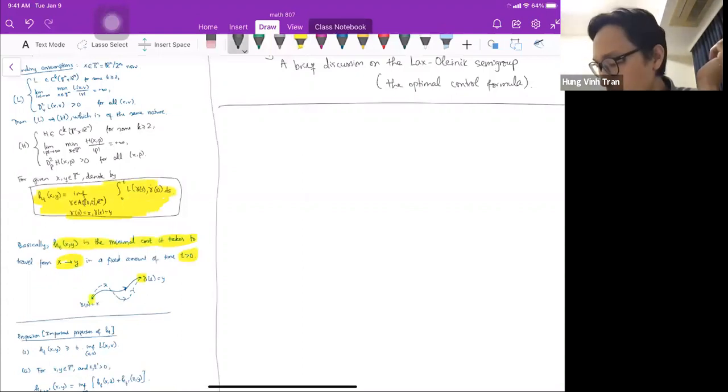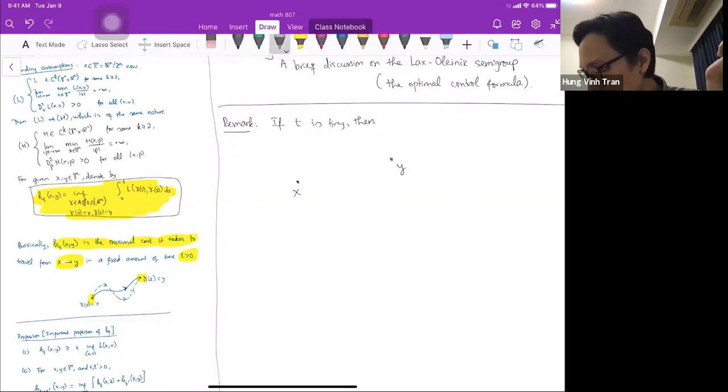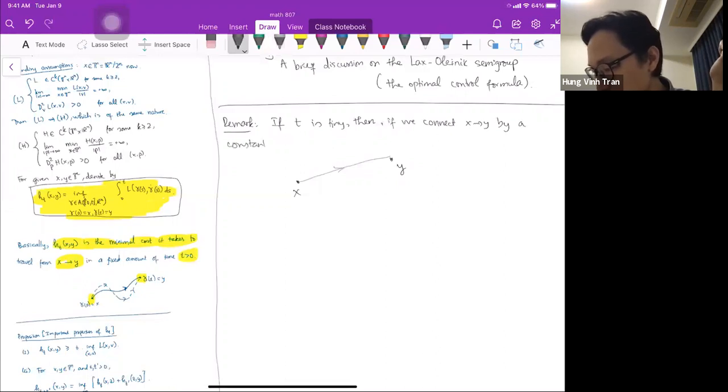And last time we already made a remark that if t is tiny, then you can see, even just in this illustration I'm drawing, going from x to y in a straight line connecting the two, at constant velocity, then if we connect x to y by a constant speed line segment, the velocity is (y minus x) over t. And this blows up as t goes to 0.